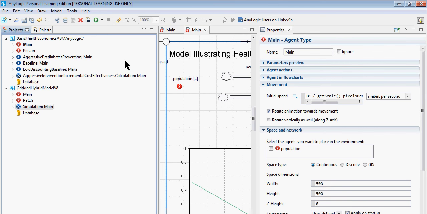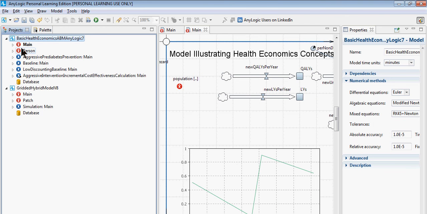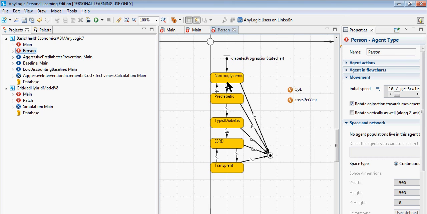Okay, continuing on briefly, we're going to open up a model now, also related, but which also relates to a later category. Well, maybe we'll go into the next one, then we'll come back to that later category. So next one, agents drive aggregate system dynamics. What I'd like to show you here, and we'll finish up these next two quickly, is one that is called here Basic Health Economics, ABM, AnyLogic 7. Okay, here we go.